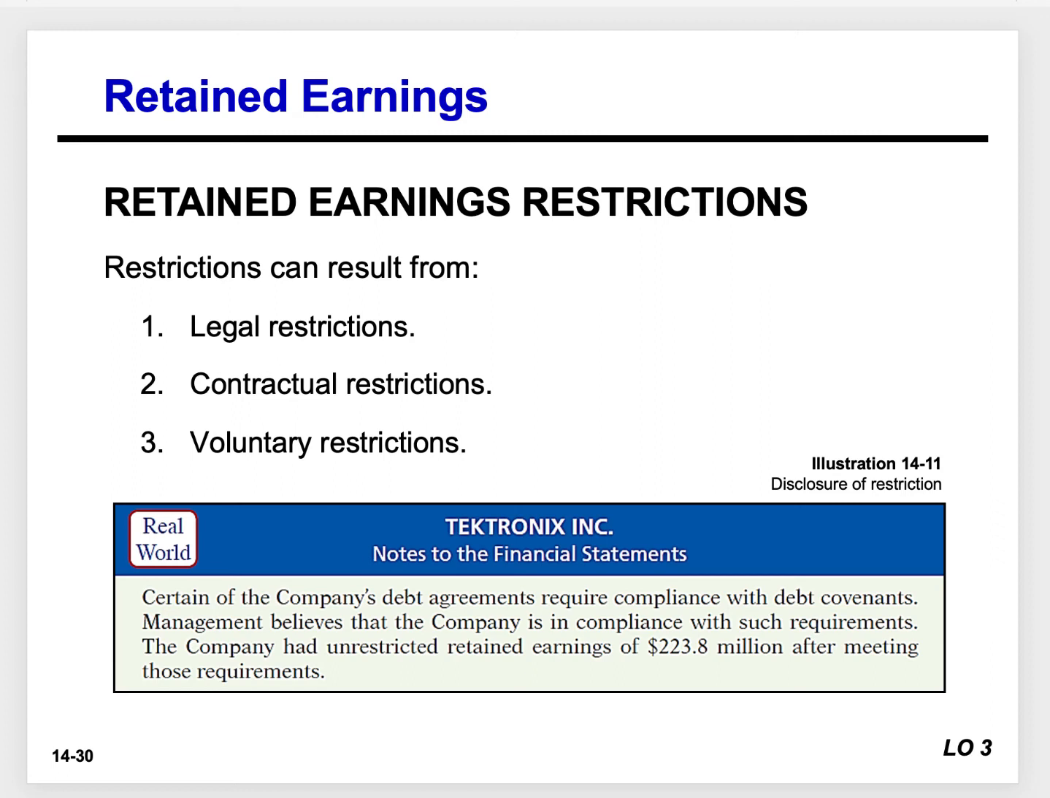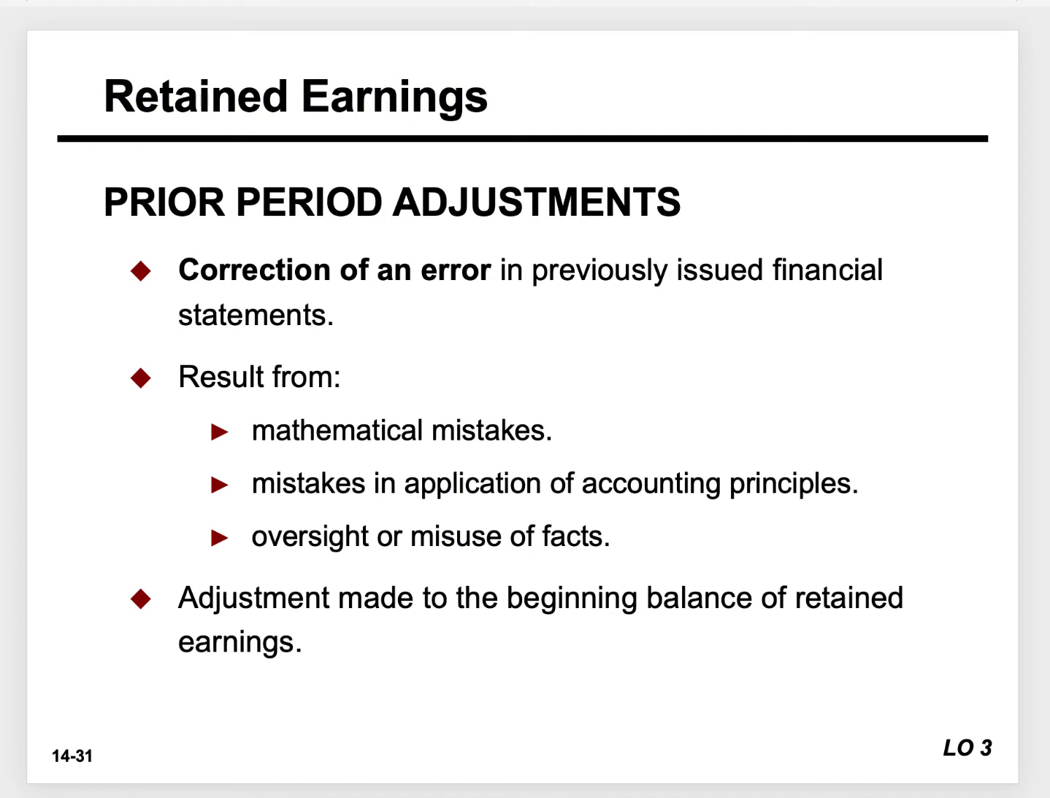What they're saying is the company has unrestricted retained earnings of $223.8 million. So that means whatever the total retained earnings account is, we don't know what it is. We do know that of the total, $223.8 million is unrestricted, meaning they could use that to pay out a dividend and still be within their legal restrictions based on that debt covenant. Okay? So we need to look at retained earnings.